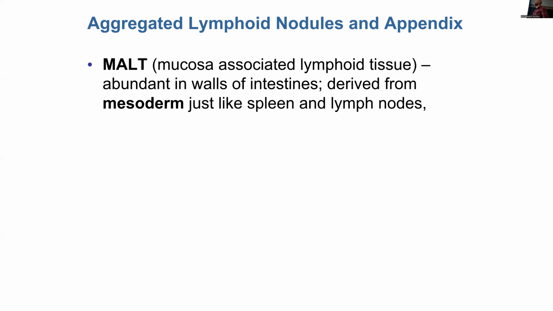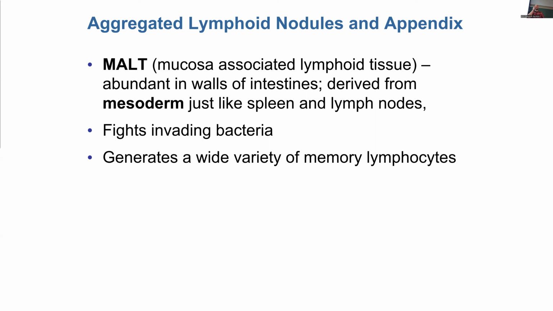We didn't really talk about embryonic derivations in here, but they're from the mesoderm, as are your spleen and your lymph nodes. And their job is basically to fight invading bacteria, and they also are important in generating a lot of these memory lymphocytes. Remember, these memory lymphocytes are lymphocytes that are specific to a particular invading pathogen, like a bacteria or a virus. And they basically hang out in your body ready and waiting for those infectious agents to come back into your body. And when they do, these lymphocytes are ready to mount this rapid and strong attack so that you don't get an infection. They're the important basis for vaccines.